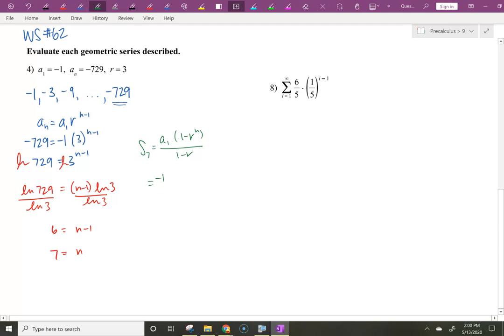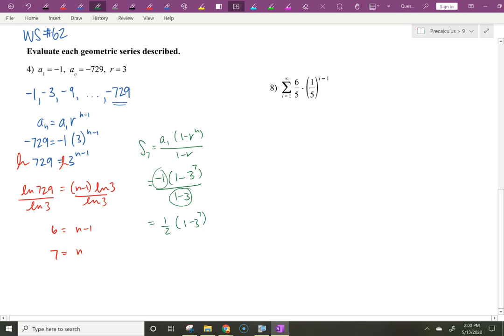So the first term was -1, times 1 minus r, which is 3, to the n, which is 7, all over 1 minus 3. So what is that? How about a -1 over a -2, right? This is -1 and this is -2. So really that's going to be a half of 1 minus 3 to the 7th.